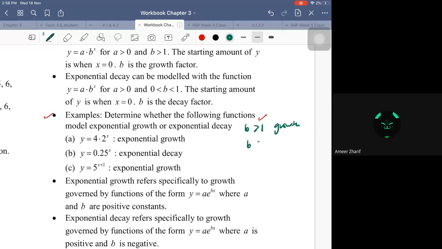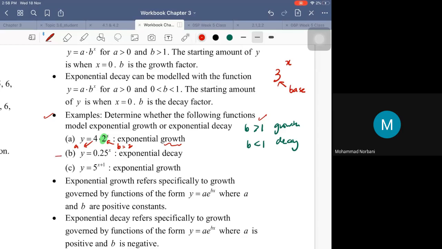Okay, for A, apa nilai B untuk A? Someone tell me what is the B value? 2. So the value of B adalah 2. Ingat tak kita belajar index sebelum ni? Kalau kita ada 3 kuasa X, 3 dekat bawah ni kita panggil dia sebagai base. The base value tu adalah B. Okay, for this case, so your A value adalah 4. So your B value adalah sama dengan 2. So that is why, because B is greater than 1, so dia adalah exponential growth.